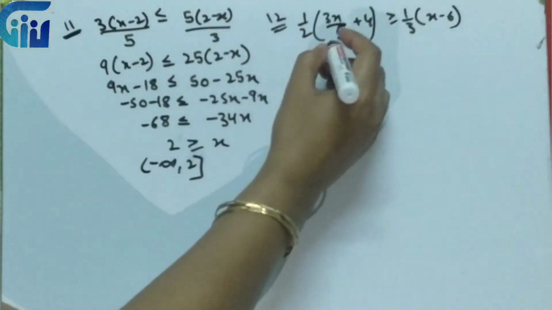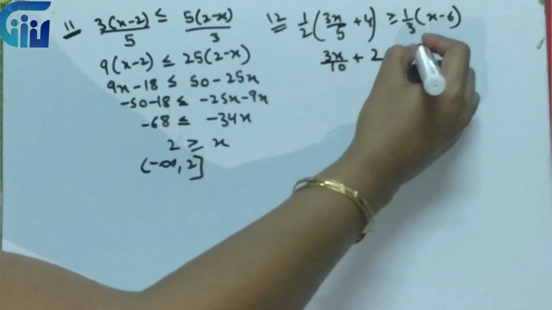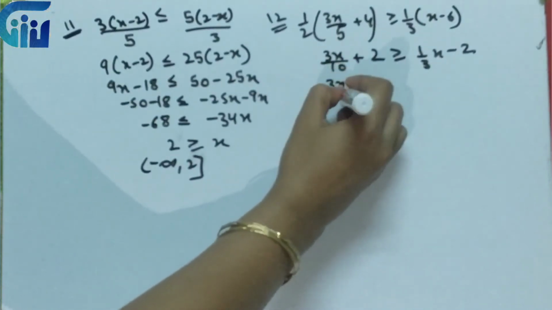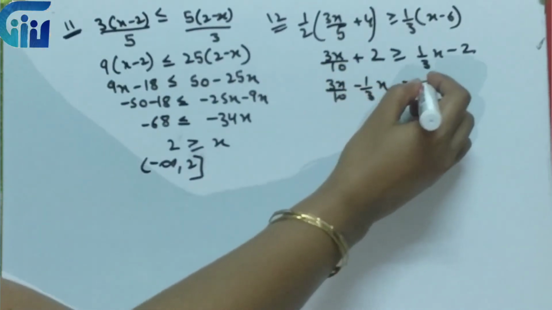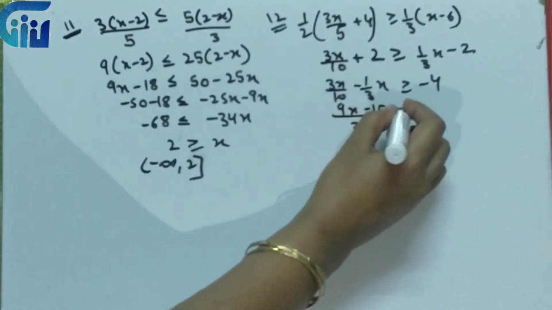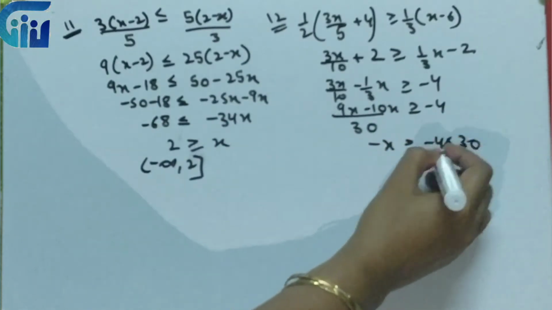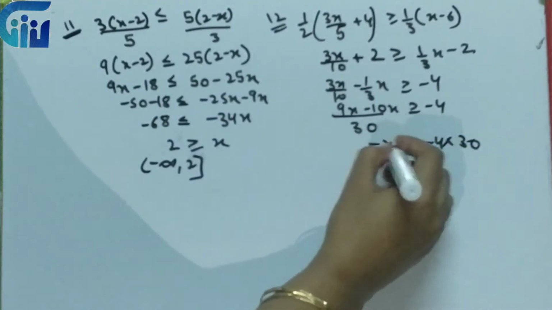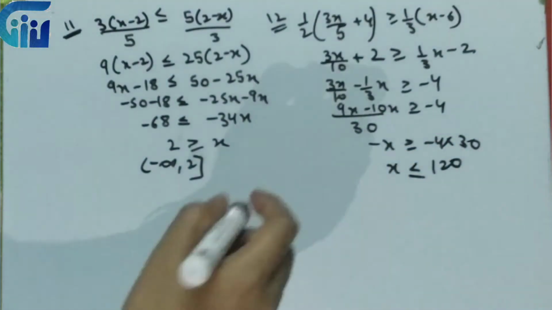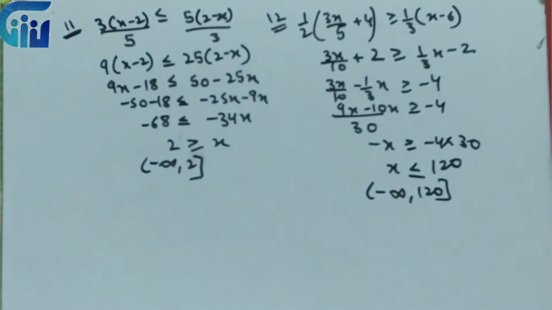So if we multiply it like this, this will be 3x upon 10 plus 2 greater than or equal to 1 by 3x minus 2. So this will be 3x by 10 minus 1 by 3x greater than or equal to minus 4. So if we take the LCM, this will be 9x minus 10x greater than minus 4 into 30. So minus x, minus 4 into 30. So if we divide by minus 1, it will be x less than or equal to 120. The sign will get inverted, again less, so it will be closed like this.